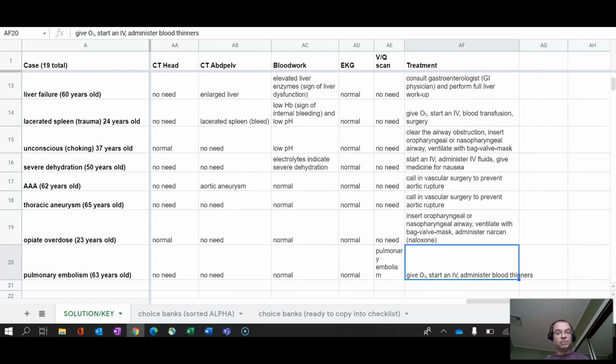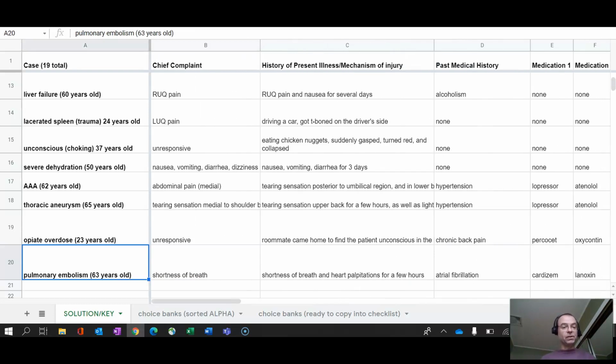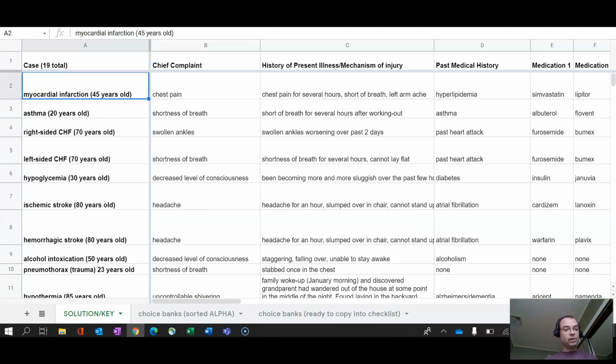Ending up with a treatment plan. You can see along the top are all the treatments and the diagnostic tests. Okay, so that's where I put my data. That's how I organize. So let's take a look up here at myocardial infarction.